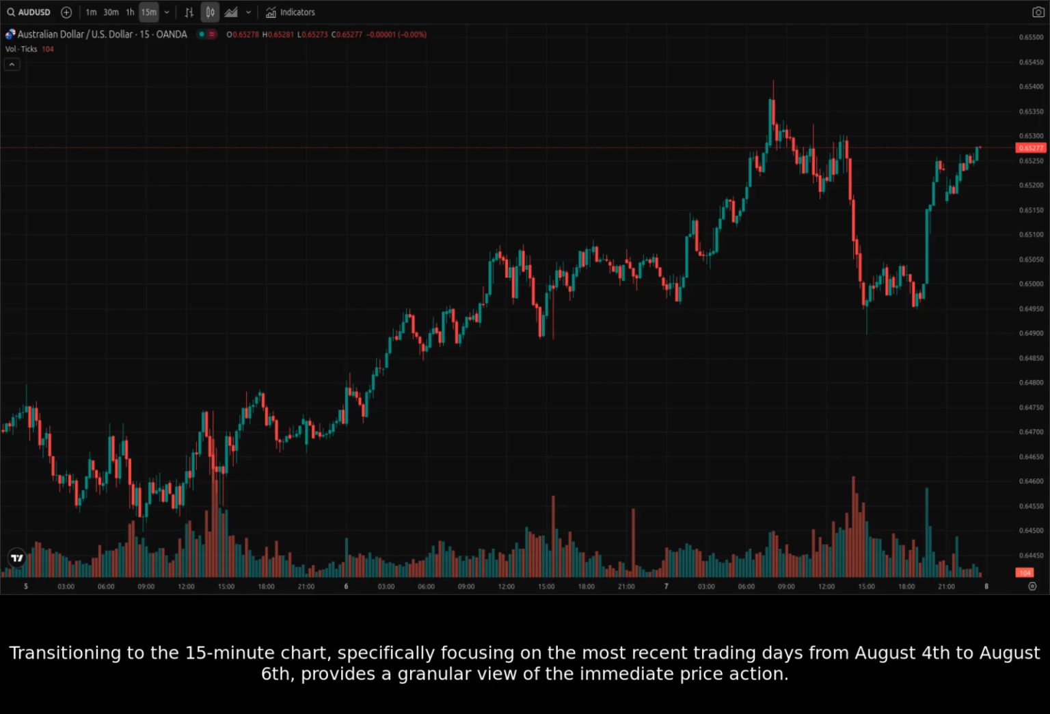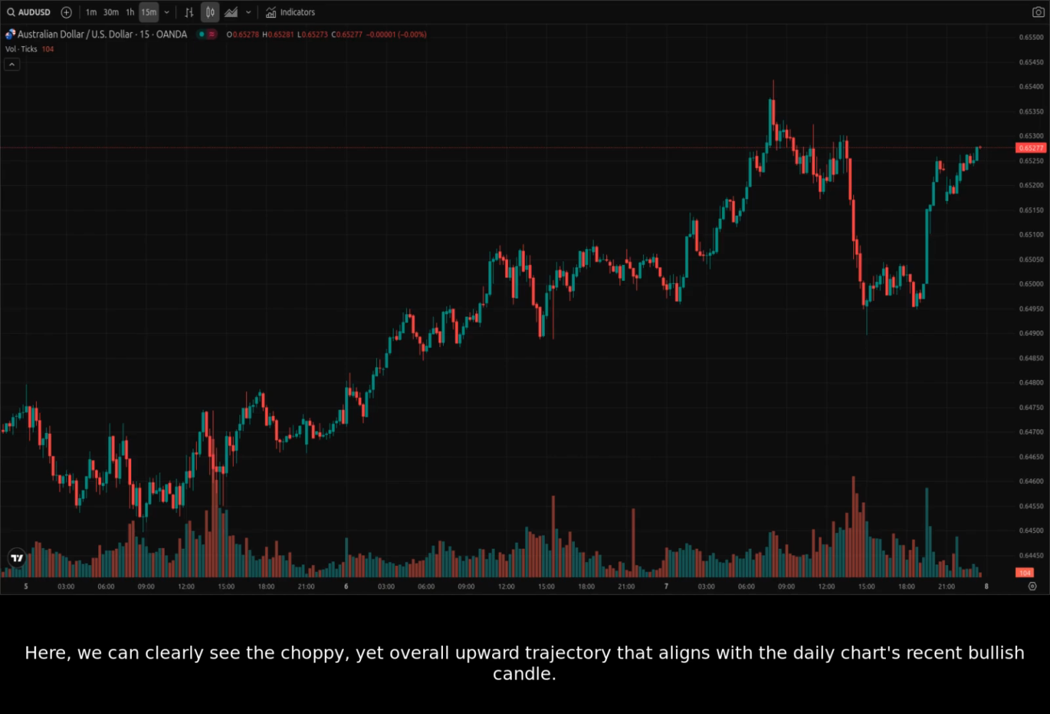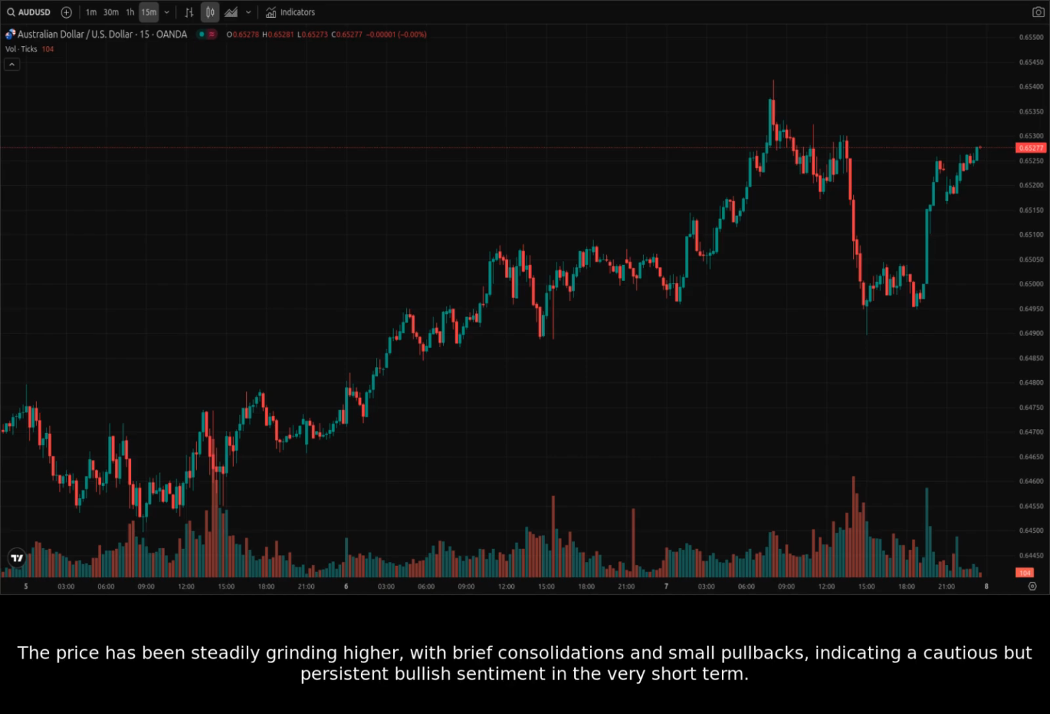Transitioning to the 15-minute chart, specifically focusing on the most recent trading days from August 4th to August 6th, provides a granular view of the immediate price action. Here, we can clearly see the choppy, yet overall upward trajectory that aligns with the daily chart's recent bullish candle. The price has been steadily grinding higher, with brief consolidations and small pullbacks, indicating a cautious but persistent bullish sentiment in the very short term.